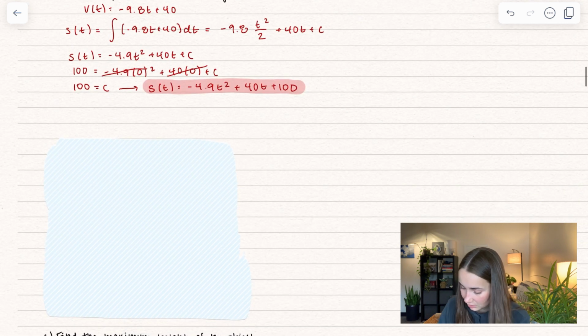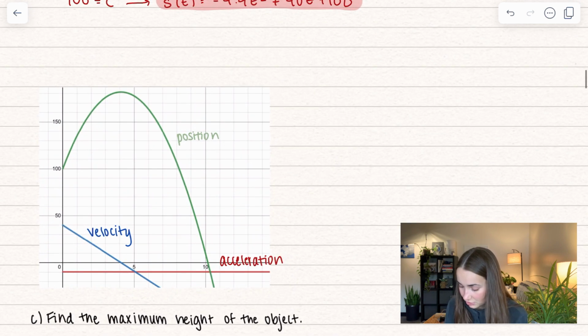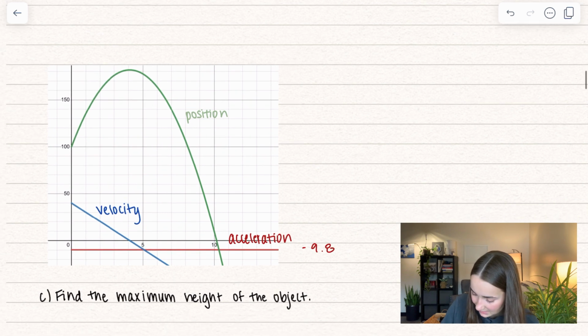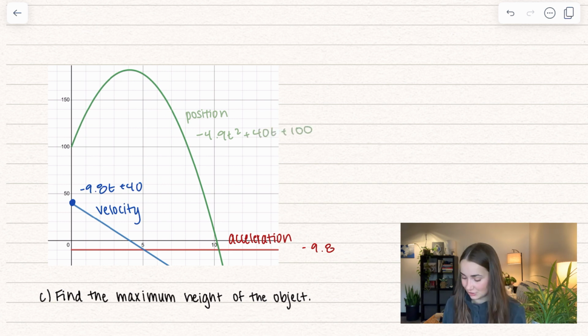Let's take a look at the graph. Now we have them all put together. We have acceleration, which was the gravity. This is negative 9.8 meters per second squared. Then we move up to our velocity, and our velocity was negative 9.8 t plus 40. And then we also have our position. This was equal to negative 4.9 t squared plus 40t plus 100. And so this represents the actual position of the stone being thrown.